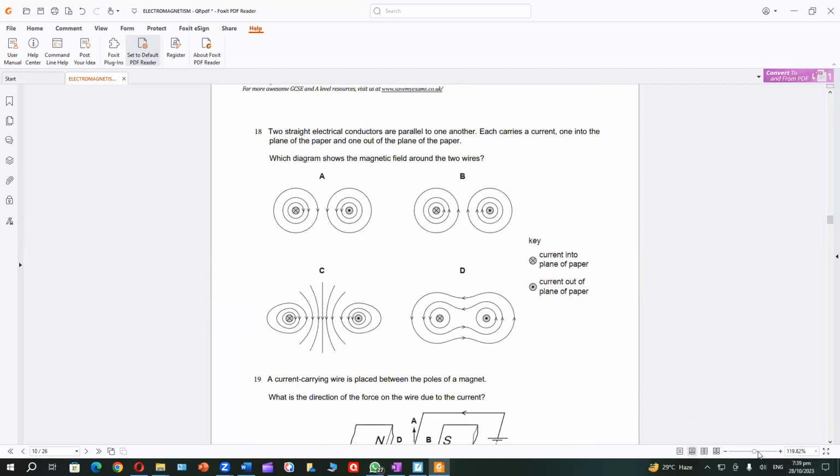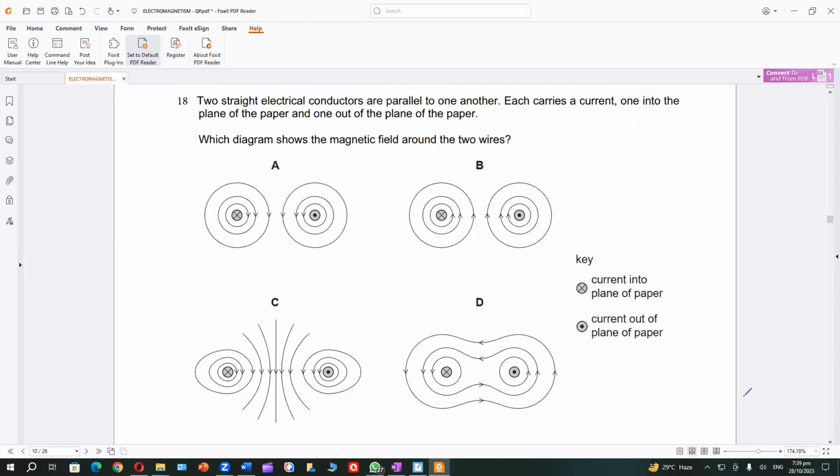Now look at this question. Two straight electrical conductors are parallel to one another. Each carries a current, one into the plane and one out of the plane. So one is out of the plane and one is into the plane. Which diagram shows the magnetic field?